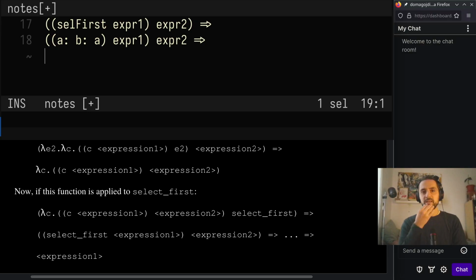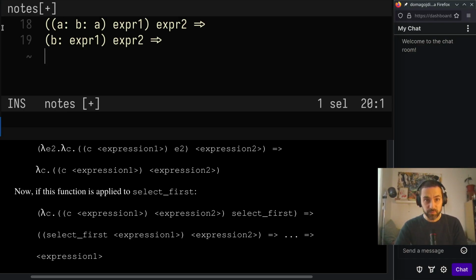No, it's like this. So now look at this. Expression 1 substitutes the A. And then we get a B, because we dropped the A head. We get a lambda B and A. Expression 1 is A. And then we still have the 2. So we have a lambda B, expression 1, expression 2.